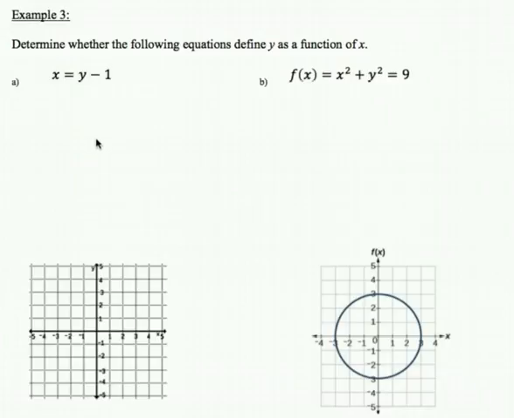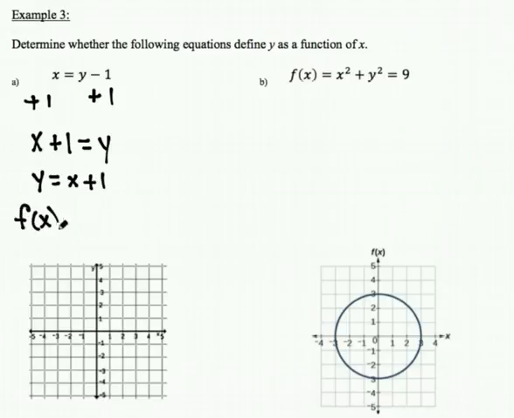Well, I know from previous sections that I want to get y by itself. I want the equation to be y equals something in order to see what the equation is going to look like and in order to graph it. So what I'm first going to do is add 1 to both sides. That gives me x plus 1 equals y. Now I can rearrange that, put the y on the left-hand side, so I really have y equals x plus 1. And for function notation, I'm going to rewrite it as f of x equals x plus 1.